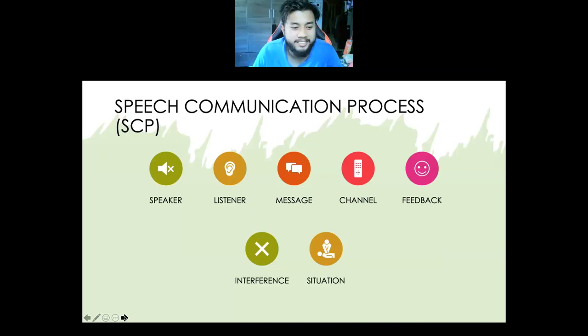There will be no communication process or speech communication process if there is no speaker. And the listener, the audience. Messages, the content or the substance that you want to deliver. And channel, the medium. Okay, what channel? It depends, maybe in a program, for media, for television, for radio, maybe for award shows. So that's the channel, the platform where you want to deliver your speech. That's why channel is very important, because channel represents different audiences.